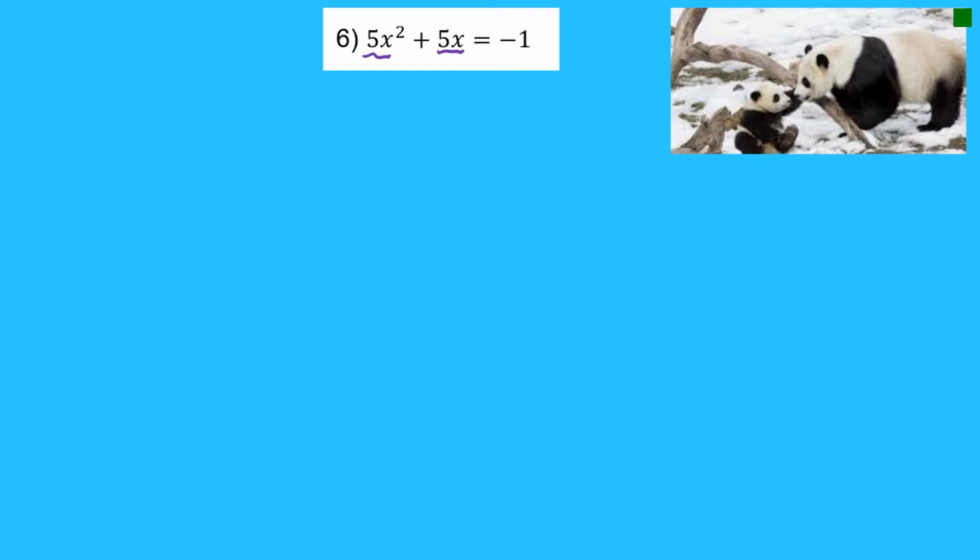Okay, I've got two variable terms, an x squared and an x. That means I need to bring that negative 1 over, because remember, it has to be ax squared plus bx plus c equals 0. So I'm going to have 5x squared plus 5x plus 1 equals 0. I kind of cheated, I just brought it over in my head. So I could try factoring again.